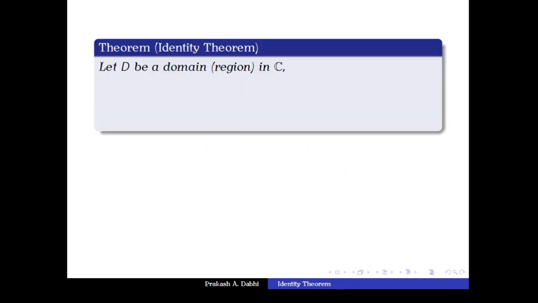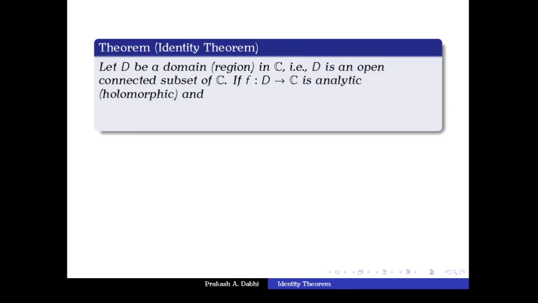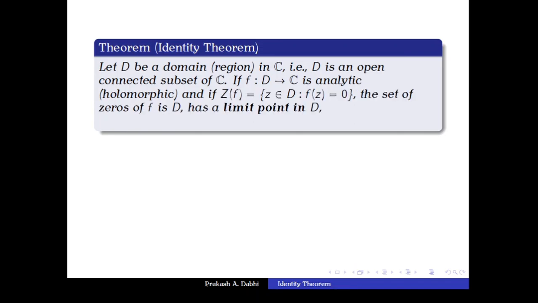If D is a domain, that is, if D is an open connected subset of C, and if we have an analytic function f on D such that the zeros of f have a limit point in D, then the function is the zero function, meaning f(z) equals 0 for all z in D, the domain.